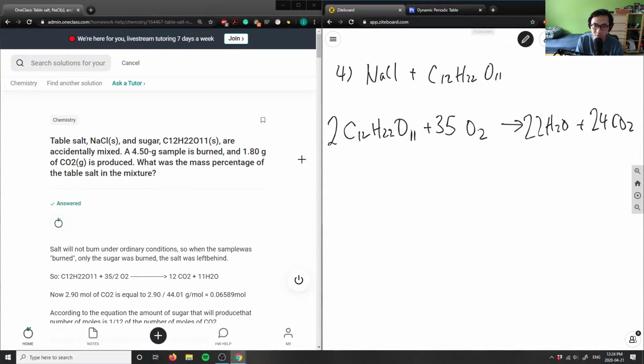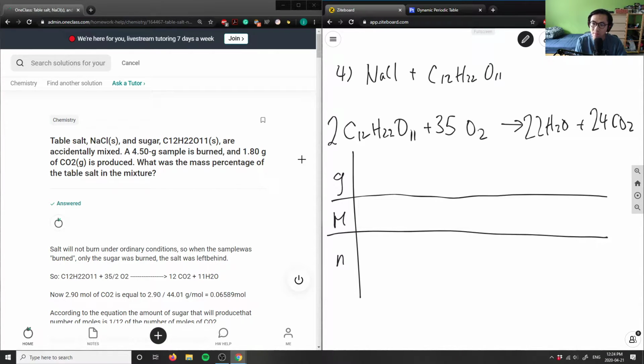So we have grams here, so let's make our mass table. This is mass, molar mass, and moles, right? We're making our table here with rows 1, 2, 3, and 4. And we're given our mass of CO2. So the mass of CO2 is 1.80 grams.